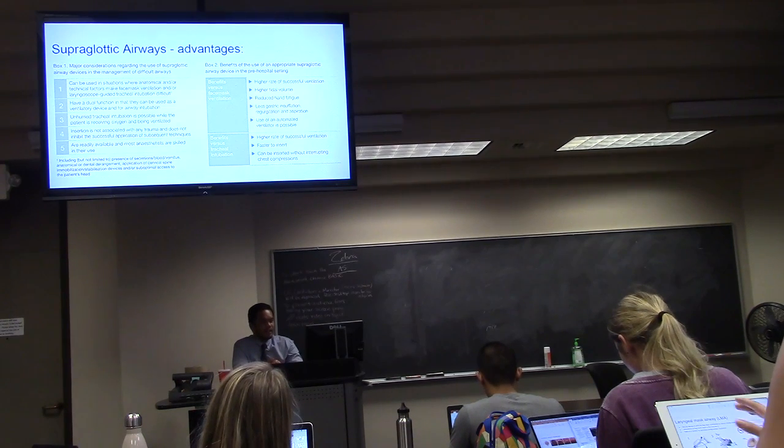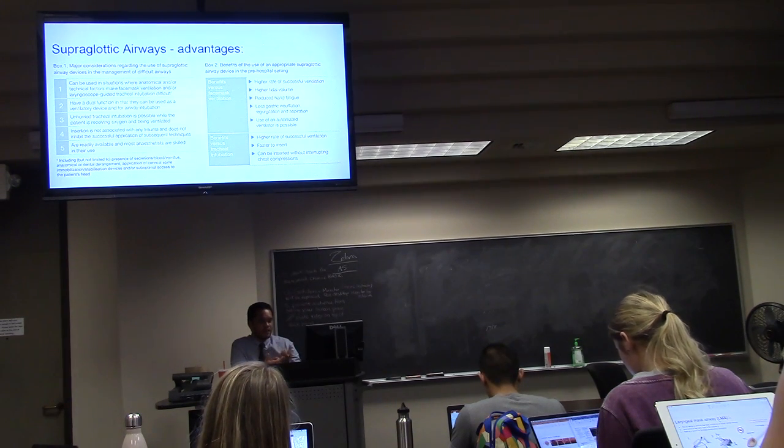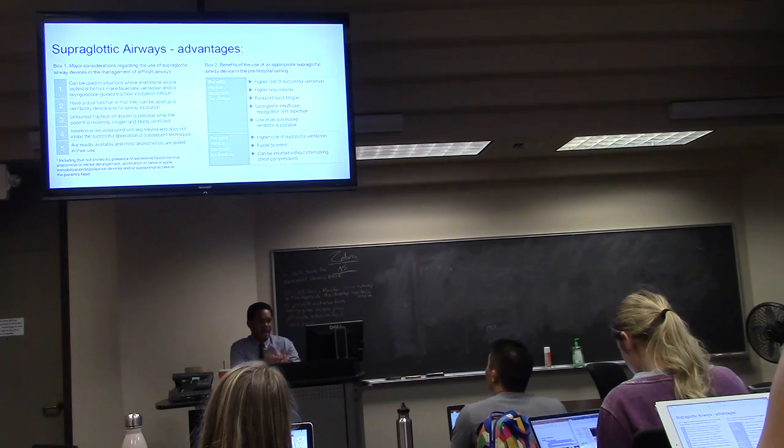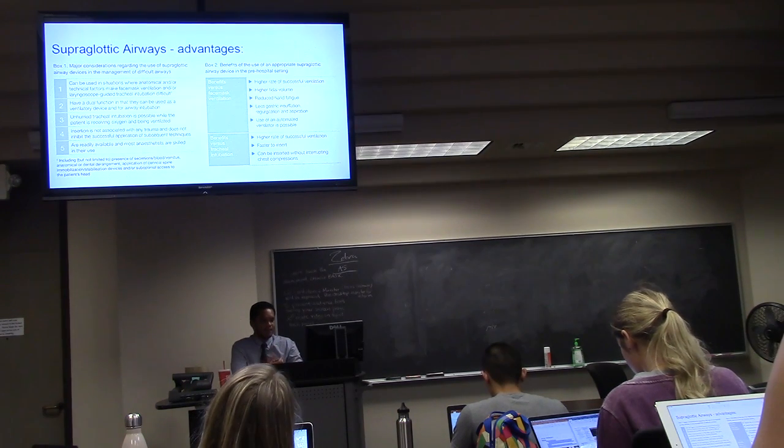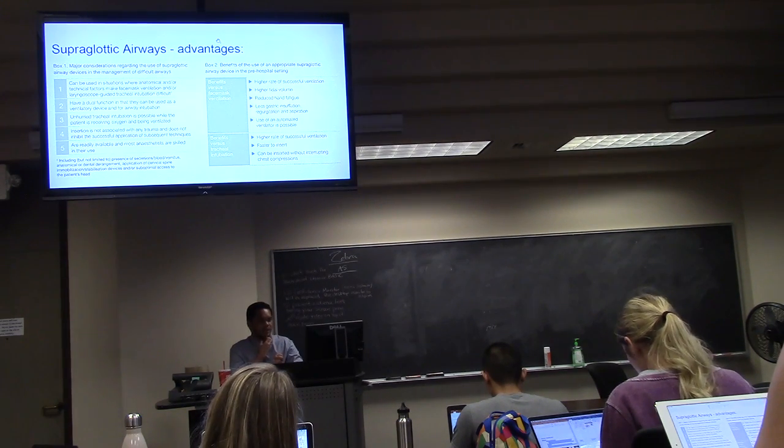And the biggest advantage really is avoiding gastric insufflation. The esophageal sphincter has an opening pressure of about 20 cm H2O. If you're doing the bag valve mask, you can be delivering up to 30, 40 of pressure, and you can be opening the esophageal sphincter and insufflating the stomach. Well, with the supraglottic airway, you can isolate the glottic inlet and prevent that gastric insufflation so they don't vomit. So that's one of the benefits.